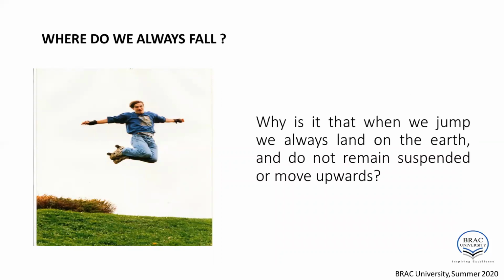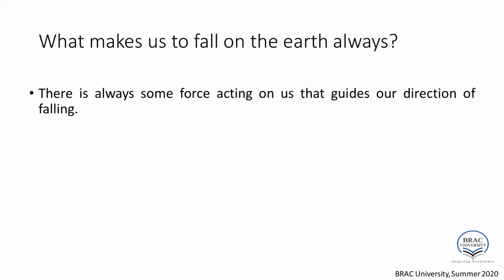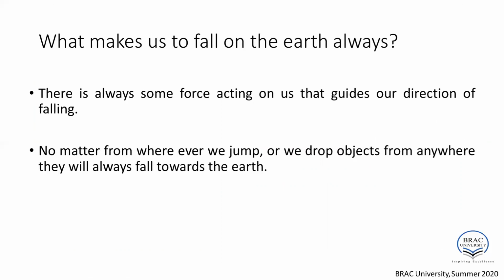Why do we always fall? Why is it that when we jump, we always land on the earth and do not remain suspended or move upward? What makes us fall on the earth always? So there is always some force acting on us that guides our direction of falling. No matter from wherever we jump or we drop objects from anywhere, they will always fall towards the earth. But there is a particular limit also here.